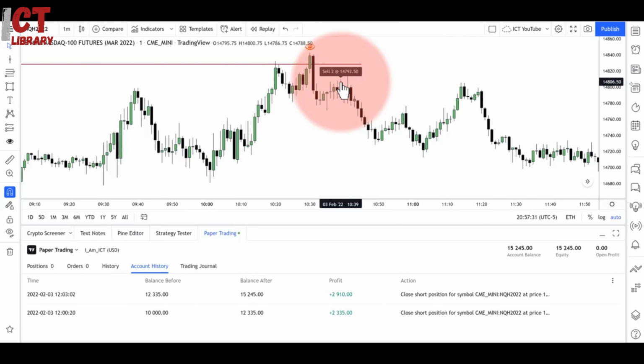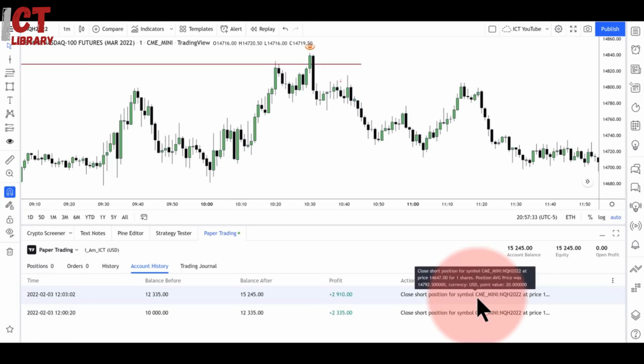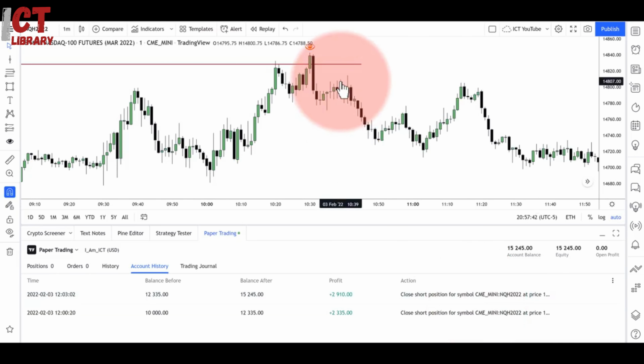14,792 and a half. And I think I was reading that wrong down here because I was showing you the exit. Close the short position. Yeah, I read it wrong. Sorry. So the entry price here, selling short 2 minis at 14,792 and a half, using the fair value gap, holding on to it.